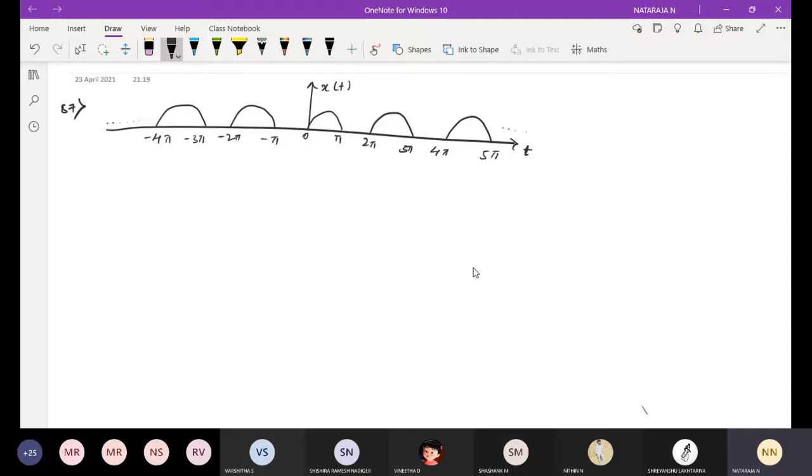Okay, now our aim is to find power. We need to find power P is equal to 1 over T integral from 0 to T magnitude of x of t whole square into dt. Now we need to identify what T is in the given signal. What is the time period?